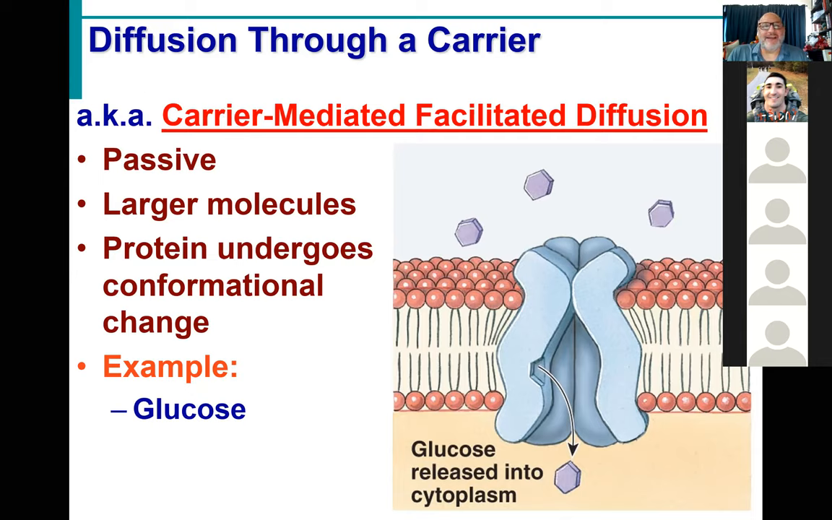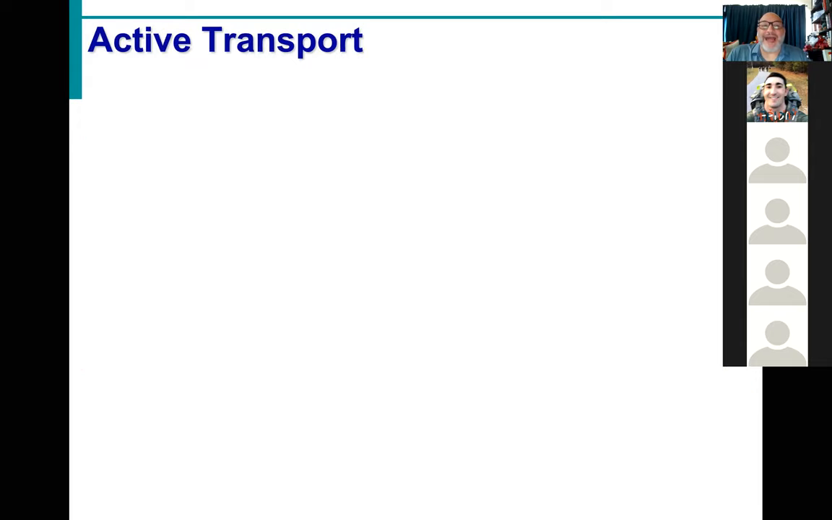All right, excellent. Then let's move on and talk about active transport. Now, again, we've already done one of the keys to the definition. Passive does not use ATP. Active transport uses ATP, but I want to add to the definition.